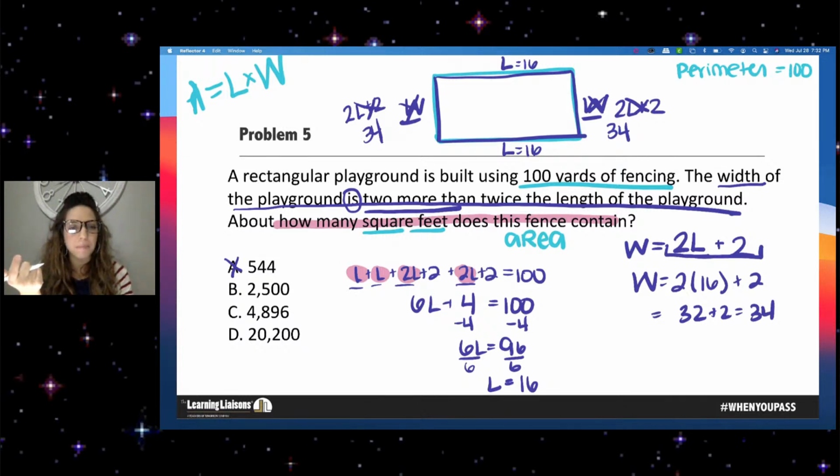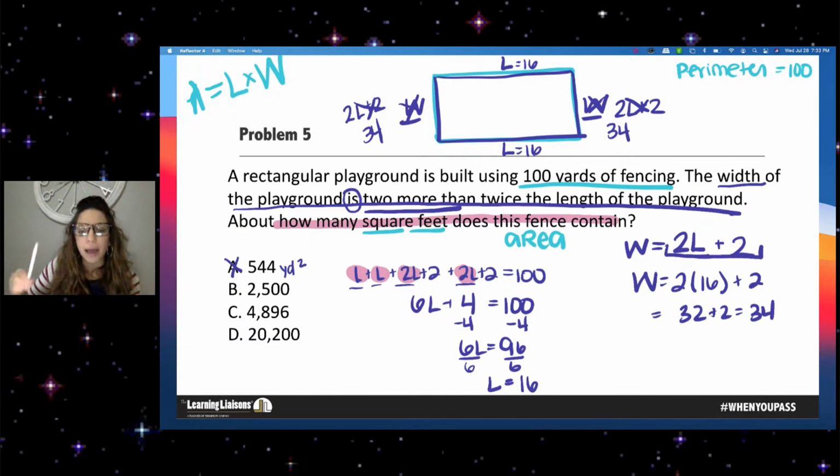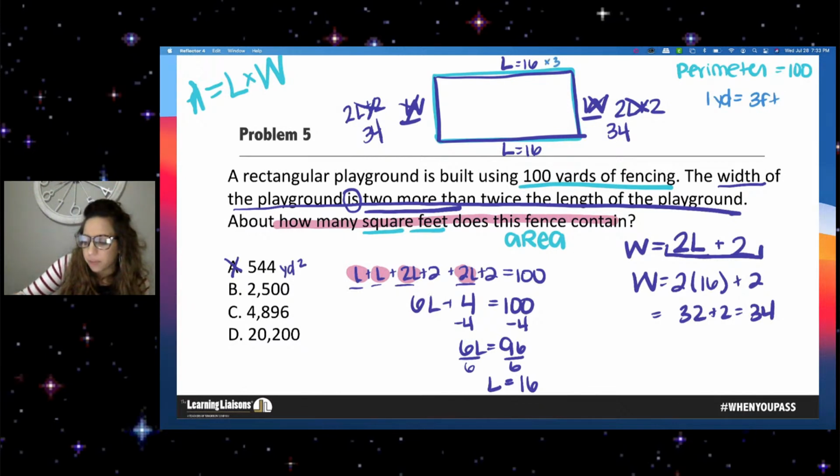When we look at the problem, the playground was built with 100 yards of fencing, but it's asking us for how many square feet. So unfortunately, this is 544 yards squared. We didn't convert. So we have to convert. We know, good job, Ashanti. Good job. I don't know what your name is, but good job. All right, we know that 1 yard equals 3 feet. So we can convert this by multiplying everything by 3. So 16 times 3 is 48.